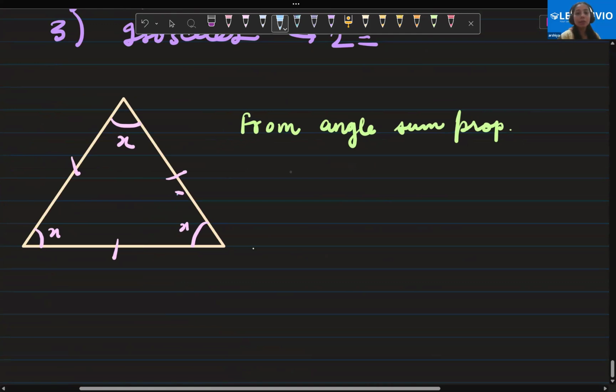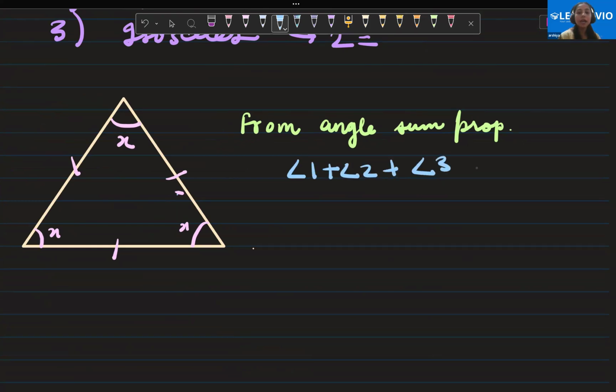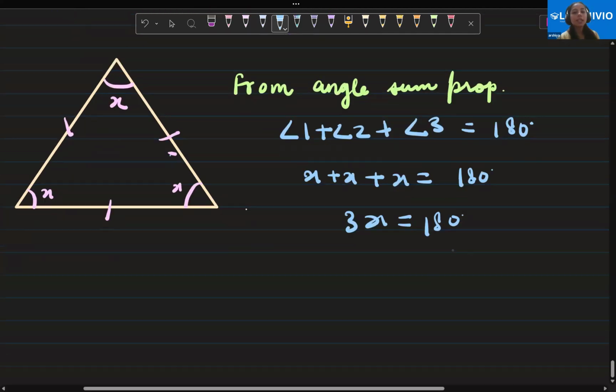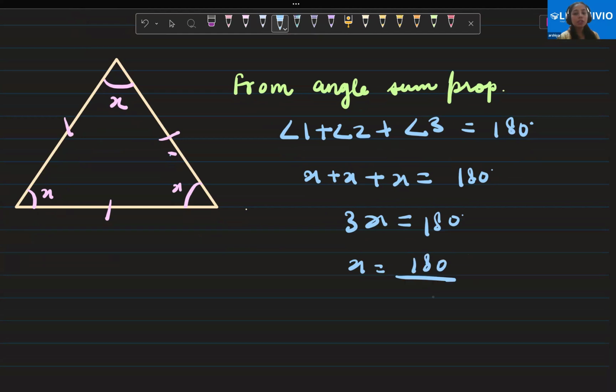Angle sum property is basically angle 1 plus angle 2 plus angle 3, that means add all the angles, that should be equal to 180 degrees. What are the three angles you see here in this figure? Angle 1 is x, angle 2 is x, and angle 3 is x. So x plus x plus x equals 180, so 3x is 180 degrees. On adding all the angles, I'm getting 3x, and x will be equal to 180 divided by 3. So x is equal to 60 degrees. That means all three angles are 60 degrees.